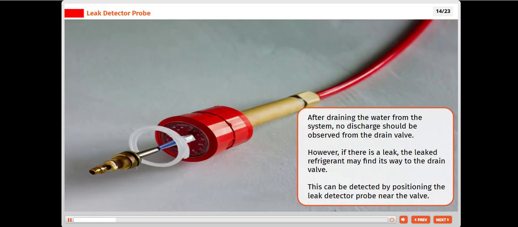After draining the water from the system, no discharge should be observed from the drain valve. However, if there is a leak, the leaked refrigerant may find its way to the drain valve. This can be detected by positioning the leak detector probe near the valve.